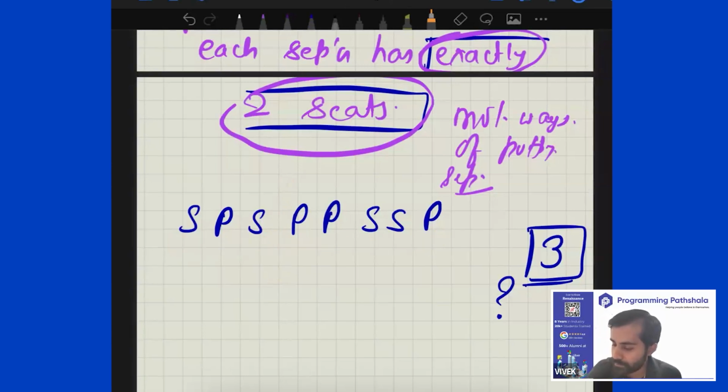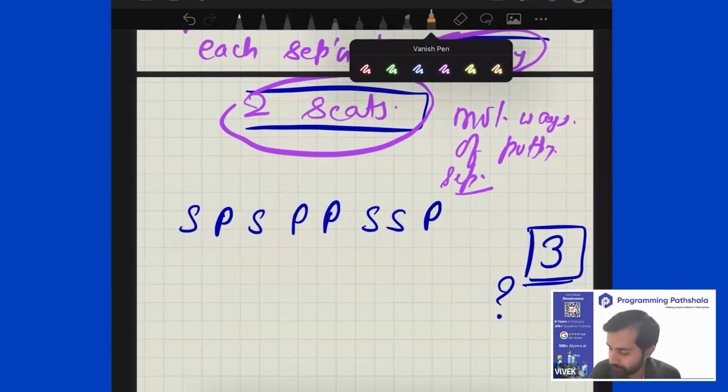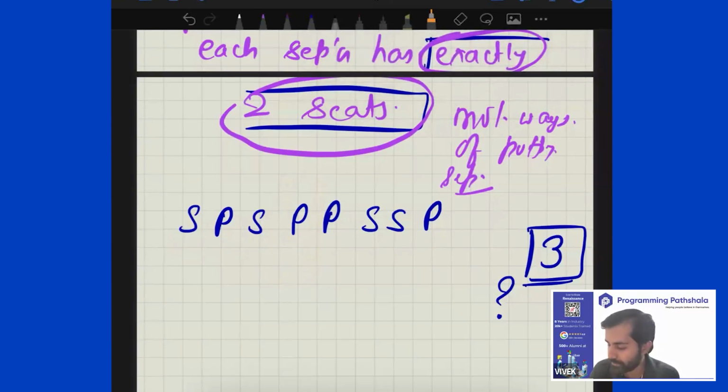Okay. Also, you could have put your separator over here. So that also works because this and this also have exactly two seats. And you could also have put your separator over here. So in that case also, this and this have exactly two seats. So there are total three ways. There is no fourth or fifth way. No other ways are possible. Is it absolutely clear to everyone why 3 was the answer in this particular case?